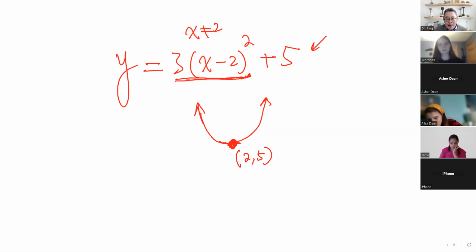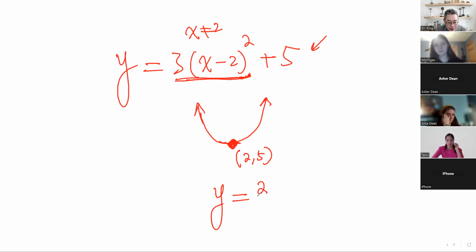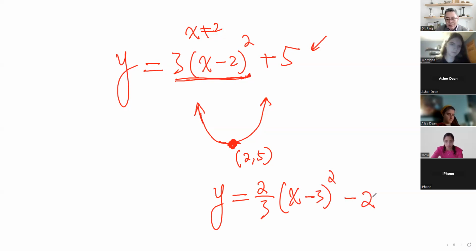Okay, and I'm going to have you just type the answer. If I give you the vertex form, you just tell me the vertex point. So y equals, say, 2/3 times (x minus 3) squared minus 2. So what is our vertex point?